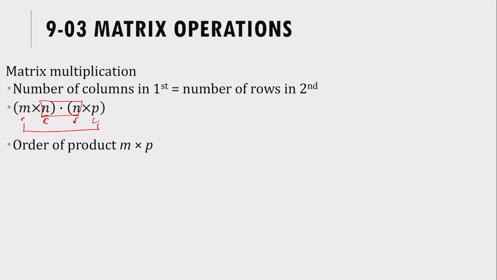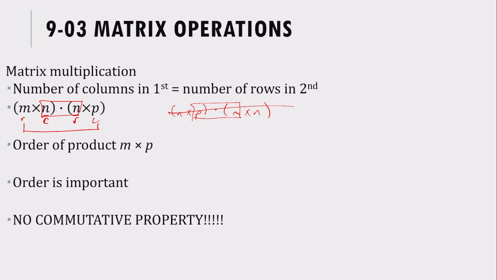Because of this, order is important, because if I just flip these around, so it's n by p times m by n, I couldn't even multiply these because the middles are not the same. So order is very important. There is no commutative property for matrix multiplication. If you can't multiply it the way it's set up, it can't be multiplied.